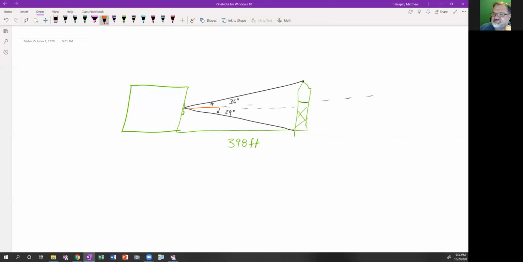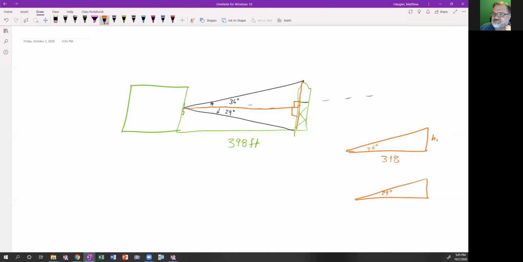Now, the reason these two triangles are helpful is because these two triangles are right triangles. So this essentially breaks into two different triangles. We have the upper triangle, which is 36 degrees, with an adjacent side of 398. And I'd like to know that opposite side. I'm going to call it H1 for the first height. And we have another triangle that's 29 degrees.